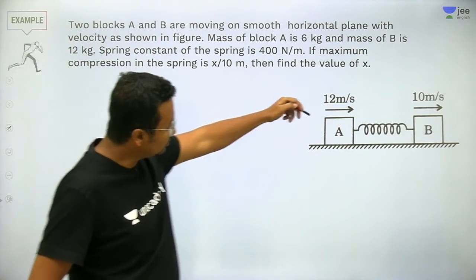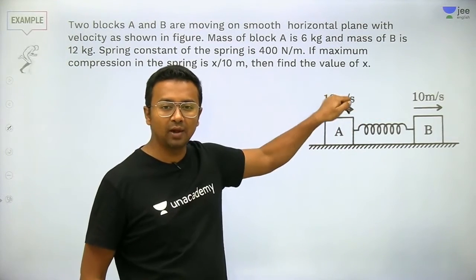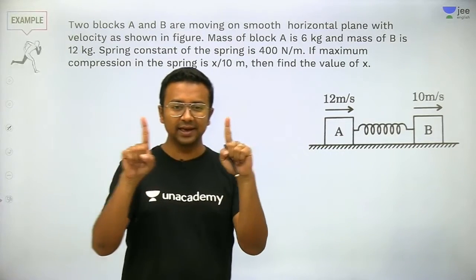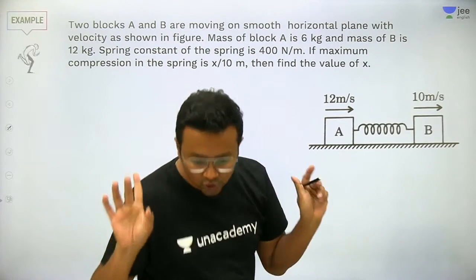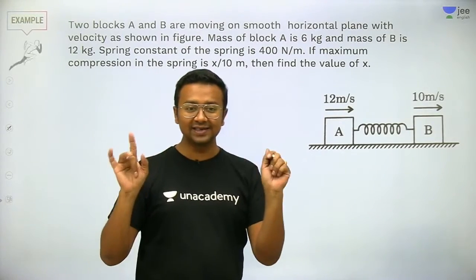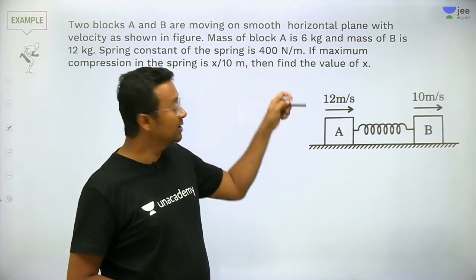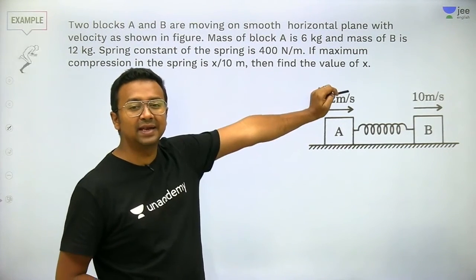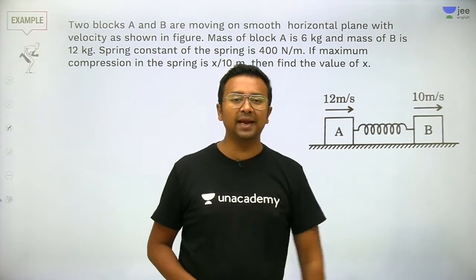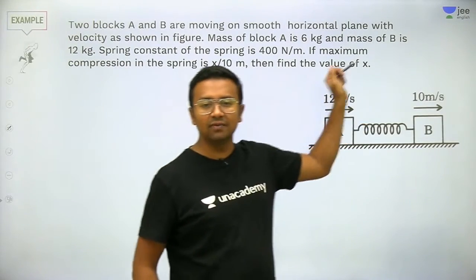So let us look at these two blocks, block A and block B. We have got block A and block B. Both are connected by a spring. Alright, so we are ready to start out here. We have already started, so let's go ahead. Block A is moving with a velocity of 12 meters per second, and block B is moving with a velocity of 10 meters per second. Got it? Block A with 12 meters per second, block B with 10 meters per second.